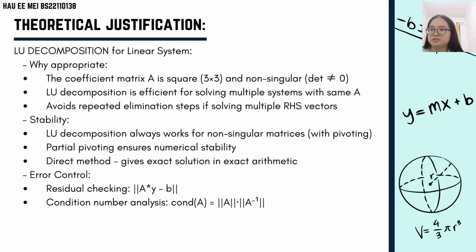LU decomposition is appropriate here because the matrix is square and non-singular, which makes it efficient for repeated solves with different right-hand sides. It converges stably for non-singular matrices when using partial pivoting and provides an exact solution in exact arithmetic. Error can be monitored by checking the residual norm and the condition number of the matrix.